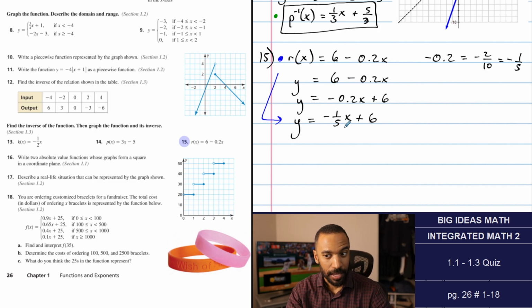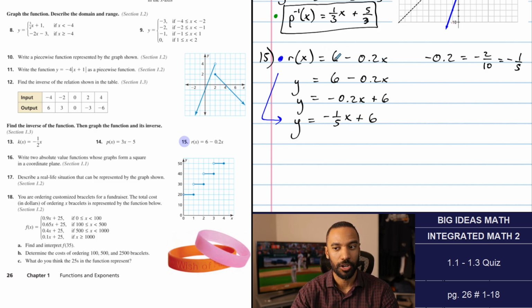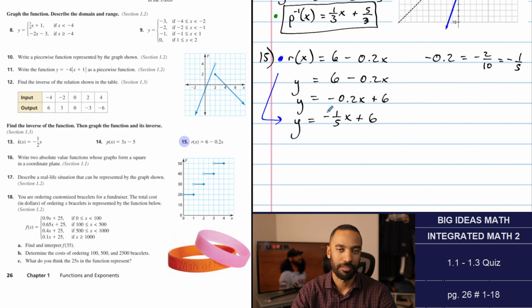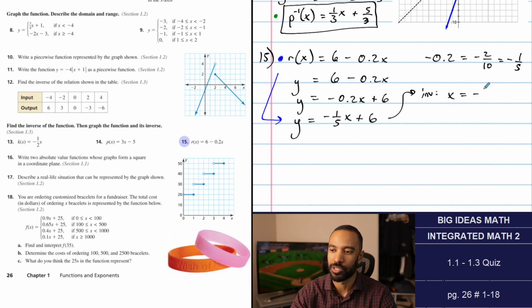Now, maybe you prefer this appearance when it comes to solving for y. I don't know. I'm going to go ahead and go off of this one, though. It's more common to be referenced. All right, let's get to that inverse. We're going to swap x and y. X equals negative 1/5 y plus 6. I will subtract 6 from both sides.